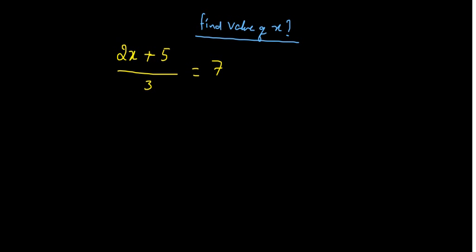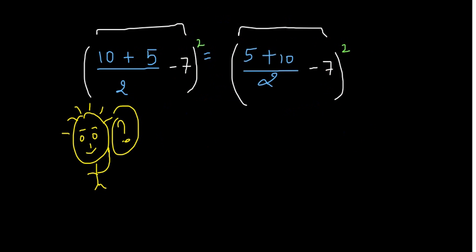Okay. What we do not need is 3. First of all, I want to remove this 3. So what should I do? Well, very simple. I just need to multiply by 3. But I cannot multiply by 3 on just one side. If I multiply by 3 on both sides, it will not make any difference. That's what we have learned. Remember? If we do the same thing to both sides, it will not make any difference.